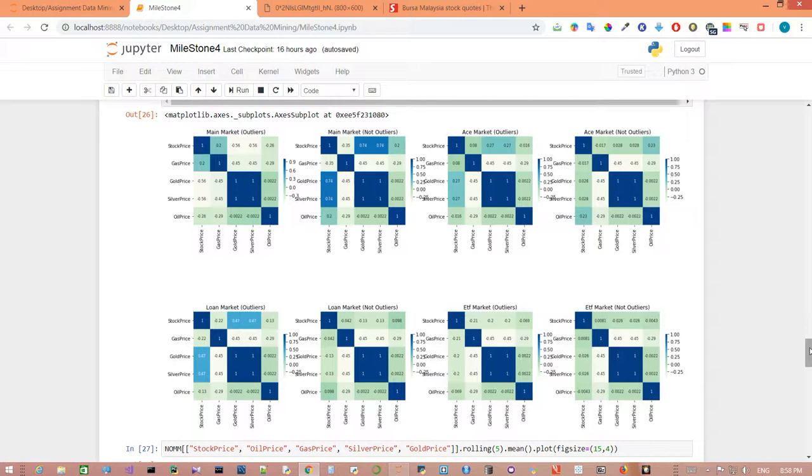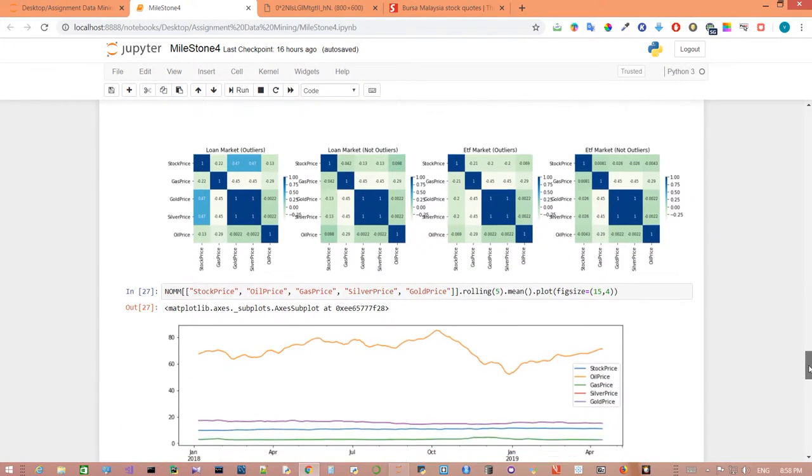That's why let's explain how we can analyze our data based on sector by sector analysis. Yeah, for loan market, as you can see, we have a positive and relatively strong relationship between the stock price and gold price, silver price. But here in loan market of not outlier, it is opposite actually, and it isn't the same. Yeah, this is how it looks.